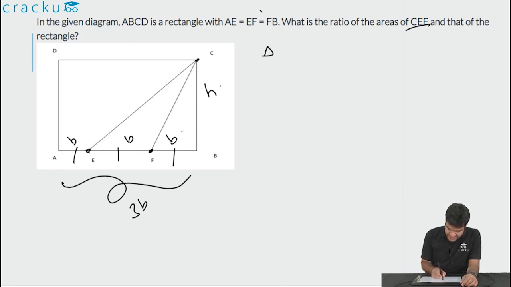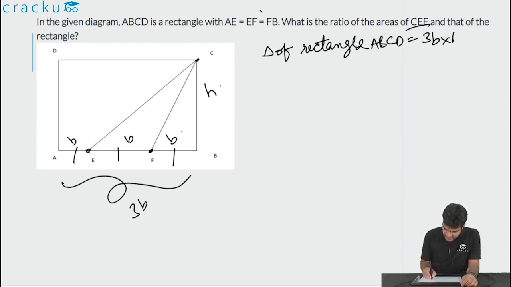Therefore, the area of the rectangle ABCD is equal to base into height. In this case, base is equal to 3B into height is equal to H. So this is equal to 3BH.